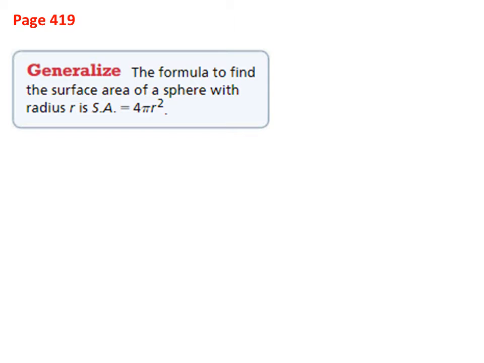First of all, read this generalization. The formula to find the surface area of a sphere with the radius r is SA, the surface area of a sphere, equals 4 pi r squared.